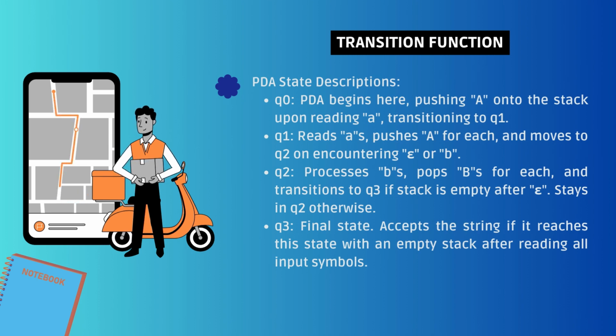Here is the PDA description as shown. The journey begins here, pushing A onto the stack with every A encountered, guiding us to Q1. As we unfold, A gets stacked for each A, gracefully moving us to Q2 when encountering a B. In Q2, the stage for processing Bs, elegantly popping As. A move to Q3 awaits if the stack empties after the B, lingering in Q2 otherwise. Q3 acceptance graces the string when Q3 is reached with an empty stack after navigating all input symbols.